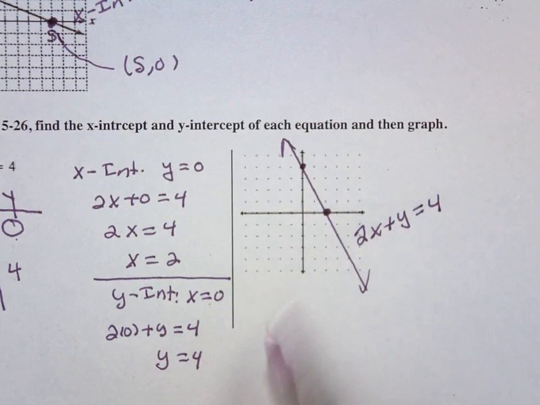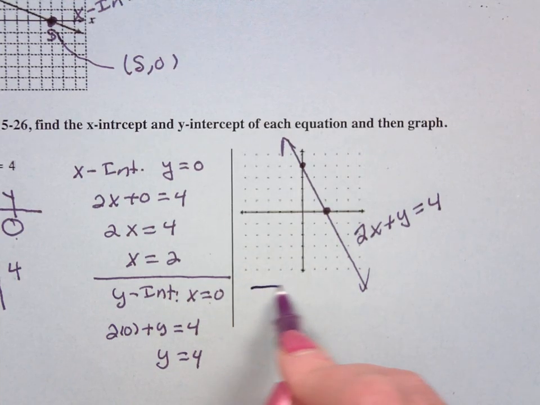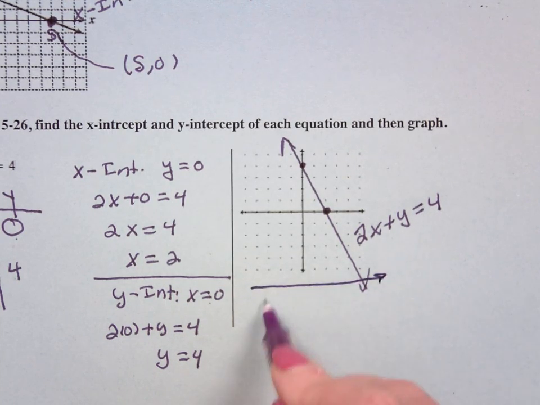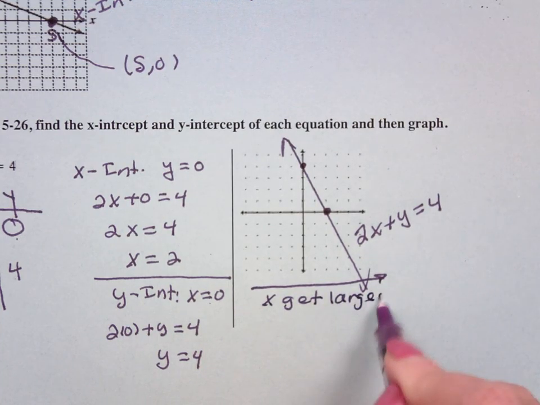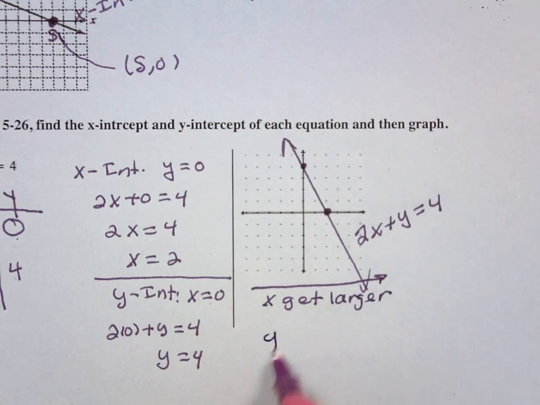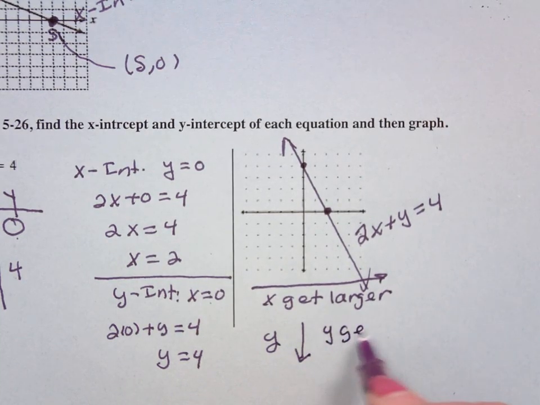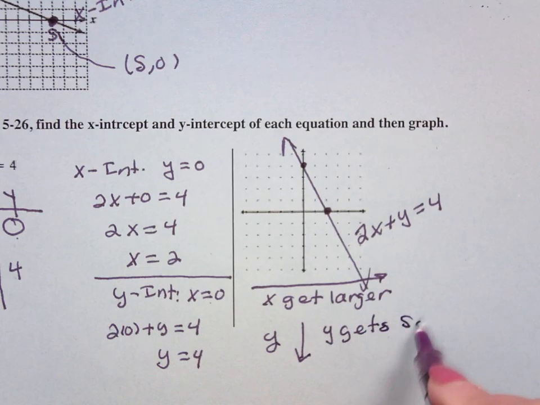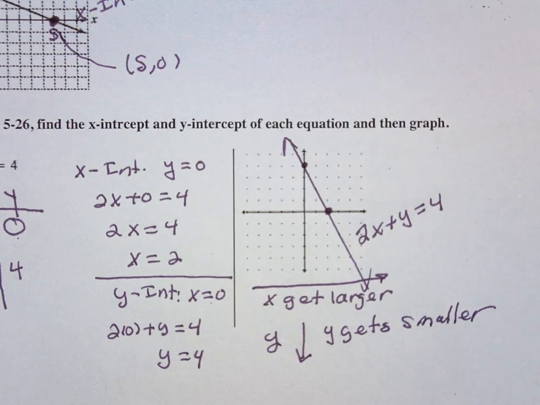And you notice that what you can say is, if I go from left to right, that means x gets larger. I notice that y is going down, y gets smaller. So I can tell a lot from just the picture.